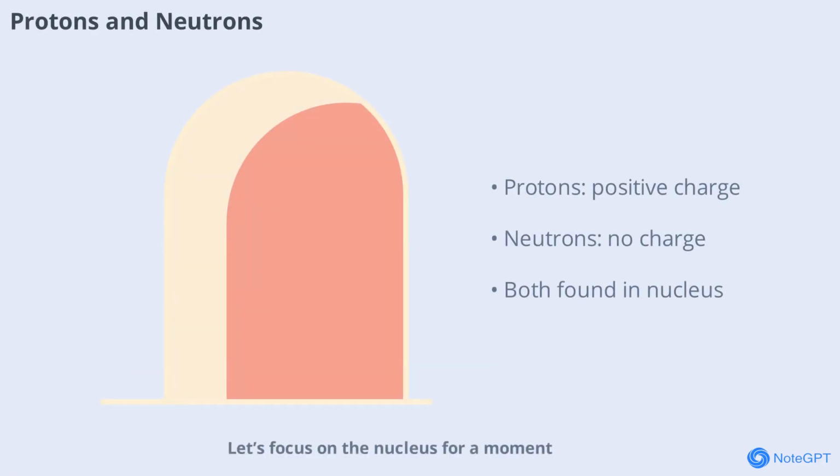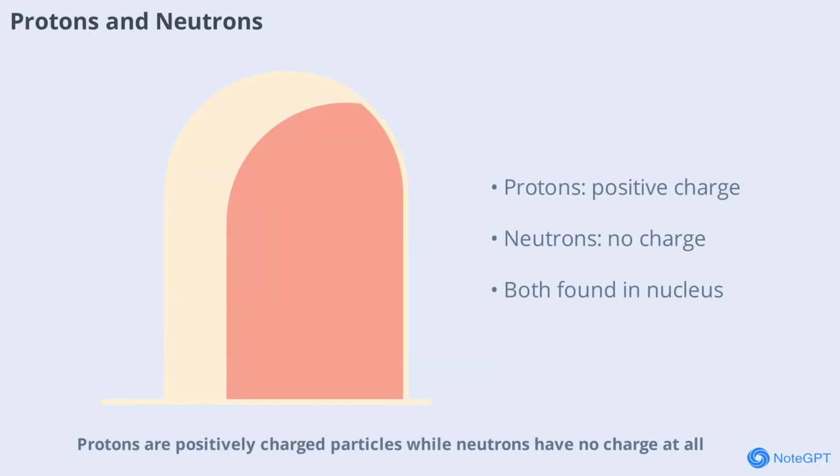Let's focus on the nucleus for a moment. Protons are positively charged particles while neutrons have no charge at all. Both have nearly the same mass and together they account for almost all of an atom's mass. The number of protons in an atom determines what element it is, but the number of neutrons can vary. This variation is key to understanding mass number.